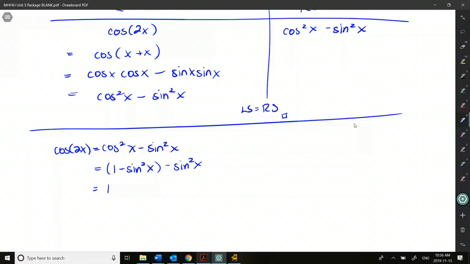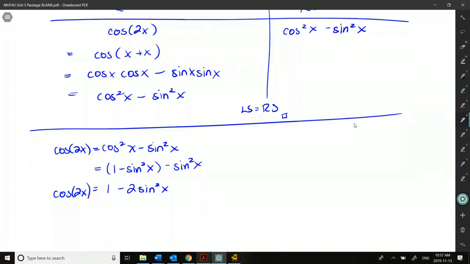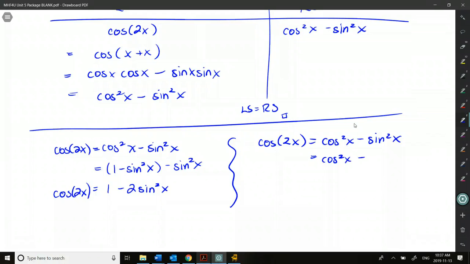I have negative 2 of them, so negative 2 sine squared x. So we have one more identity, which says that cos of 2x must also be equal to 1 minus 2 sine squared x. And then I have another identity that I can get from this original identity by plugging in the sine squared x Pythagorean identity. So what's the Pythagorean identity that we can replace sine squared x with?